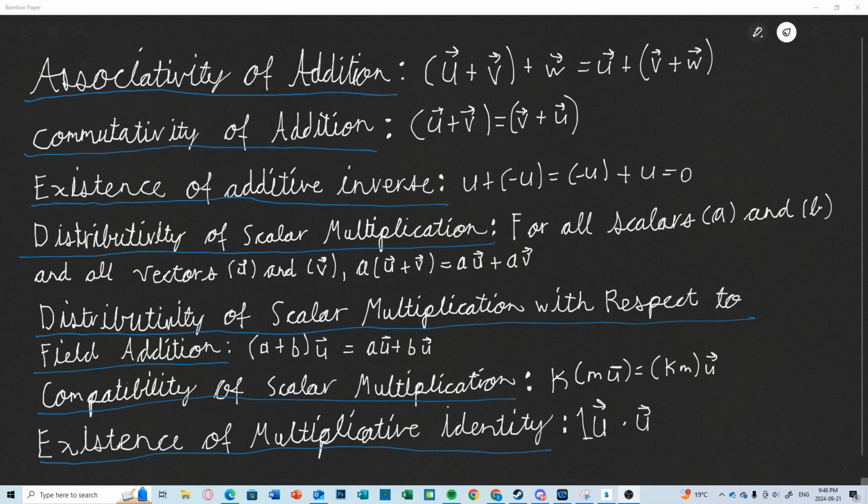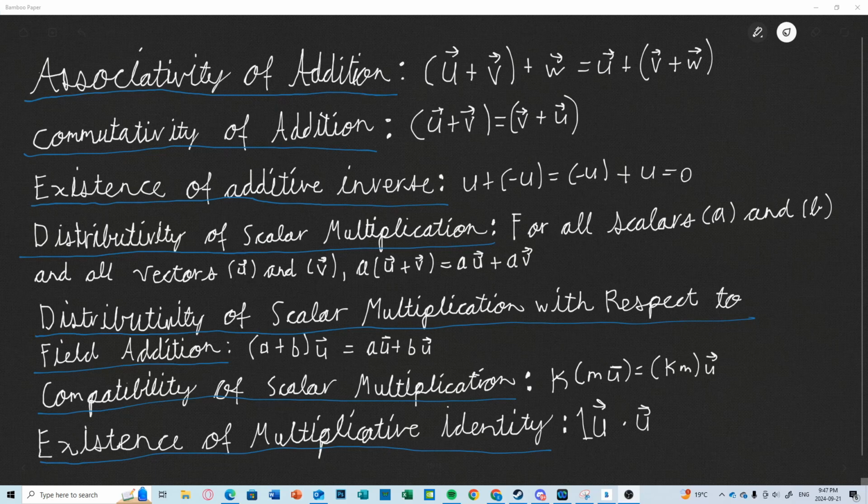Now we have the distributivity of scalar multiplication with respect to field addition, which is the same thing as the last one we did, but instead of the two vectors being added before you multiply by the scalar, it's the two scalars being added together before you multiply them by your vector. Our second last one is the compatibility of scalar multiplication, which is that if you have k as a scalar multiplied by a scalar m multiplied by your vector u, it is the same as the two scalars being multiplied together, then multiplied by your vector.